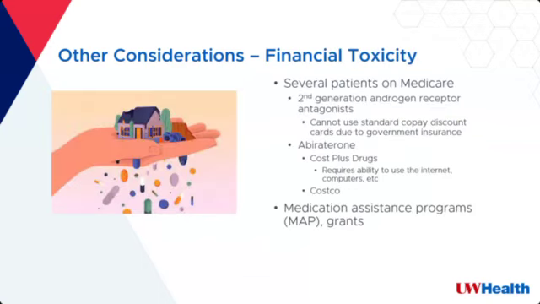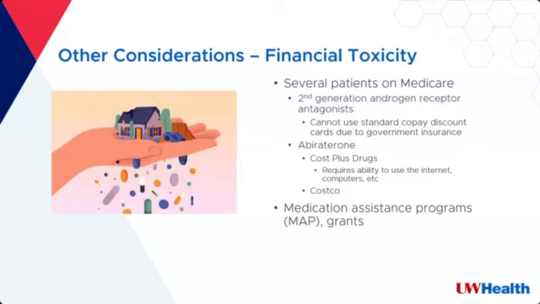There's also a significant financial toxicity and burden in these patients. So again, our older patient population, a lot of these patients are on Medicare. Those second generation androgen receptor antagonists can be difficult to find an affordable avenue. We cannot use standard copay discount cards because of government insurance. And then we do have some medication assistance programs and grants, but if a patient does not meet the income eligibility, the copays can be very high, and this can have a significant impact on their treatment.